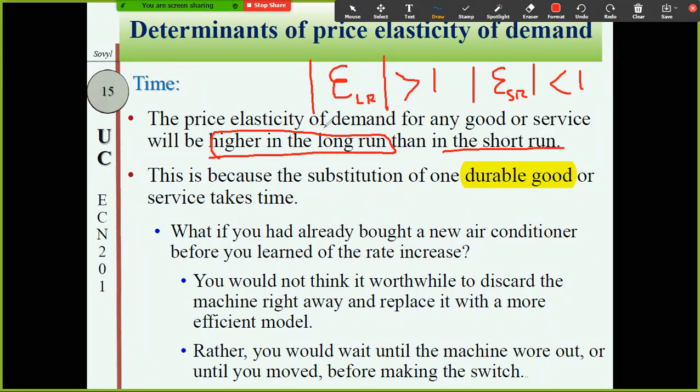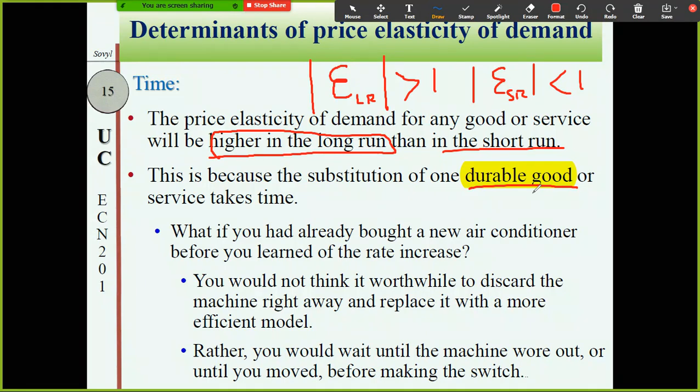Why, in the long run, is the price elasticity of demand for one good or service tend to be higher, more elastic, but in the short run tends to be inelastic? This can be applied only to durable goods, but not food.